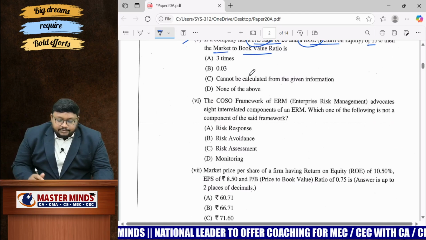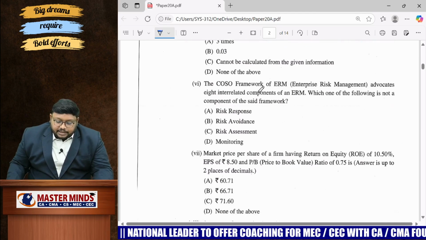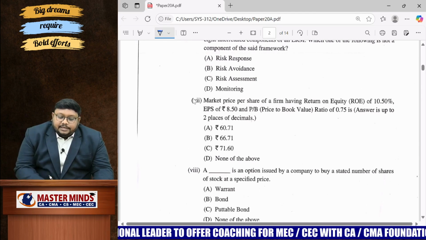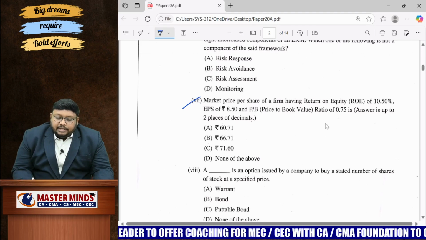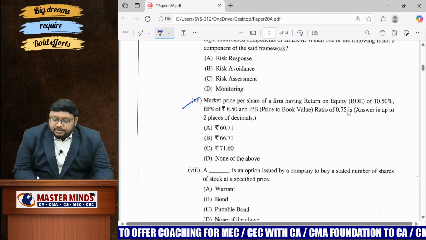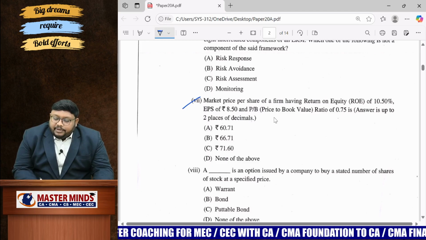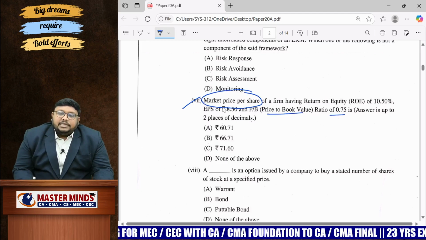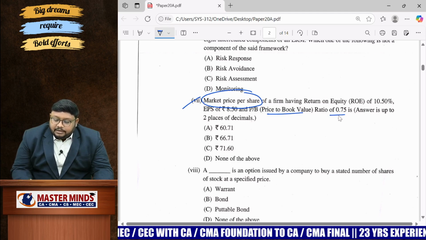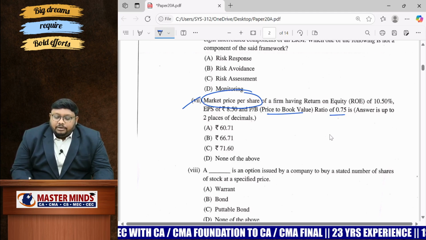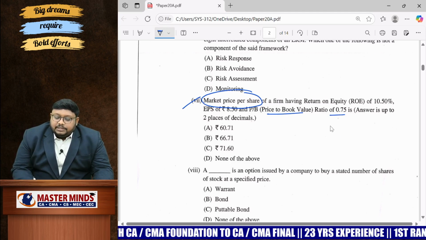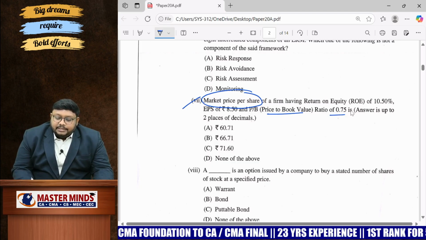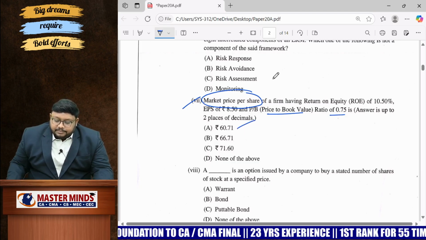And coming to the sixth one, it is from SPM, and the seventh one again is from BV. The seventh question and fifth question are the same model. Here they have given some additional values. They have given the price to book value ratio, but they're asking for the market price per share. So you can calculate that. First you find out the value of equity, shareholders' equity. Then after you can interchange the formula, and automatically you'll get the answer.